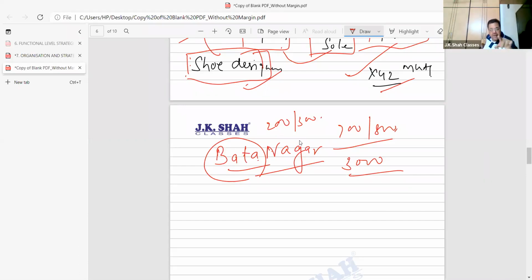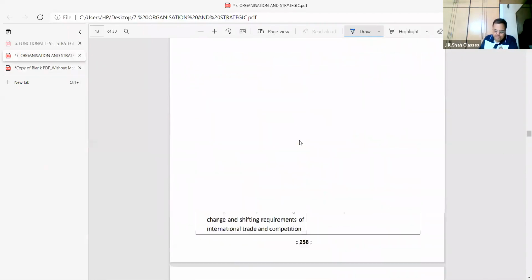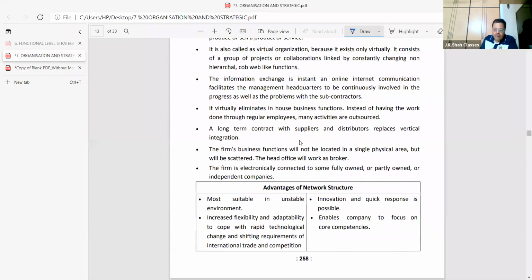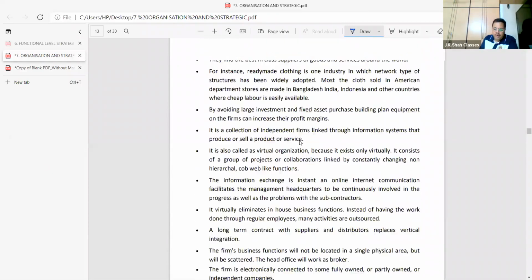Last example: the biggest car manufacturer in the world, Toyota, am I right? It doesn't manufacture even one car. So what does it do? Networking. It has given the work to small companies who make spare parts, assemble and sell it in the market. So that is networking. Please pay attention. Networking.